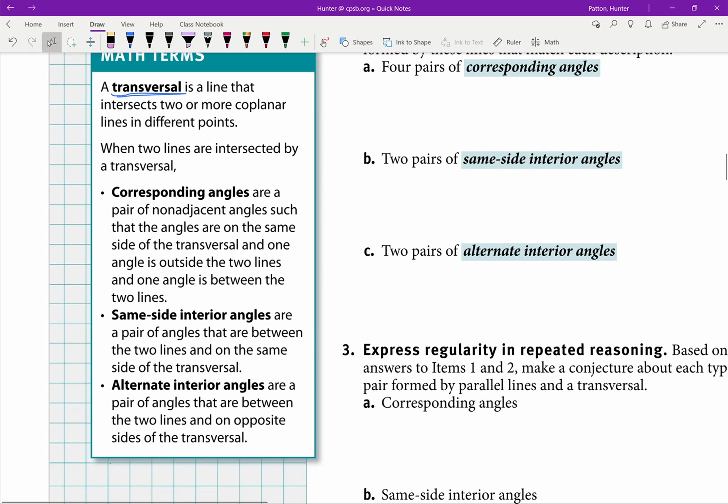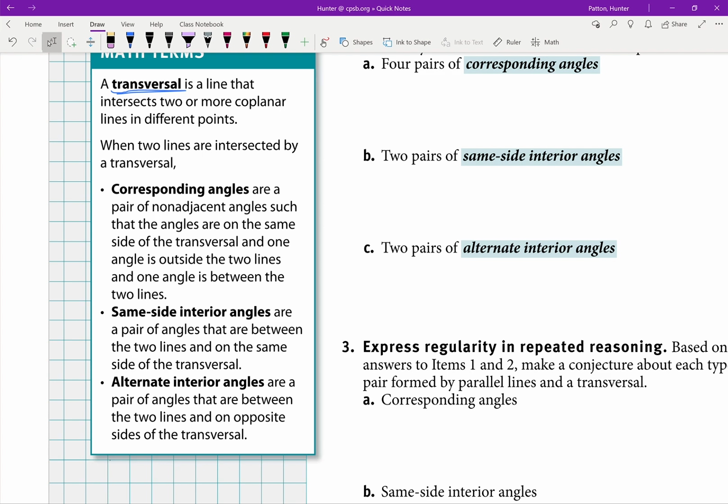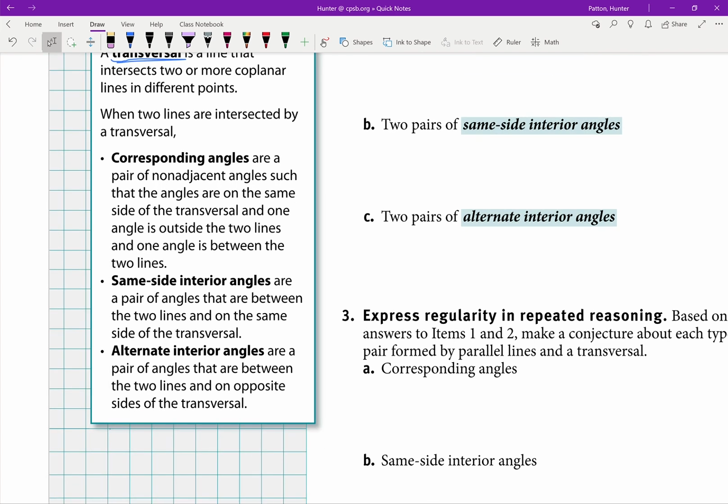But anyway, okay, when two lines are intersected by a transversal, corresponding angles, our first type of angle pairs, are a pair of non-adjacent angles. So, okay, first pair of non-adjacent angles.